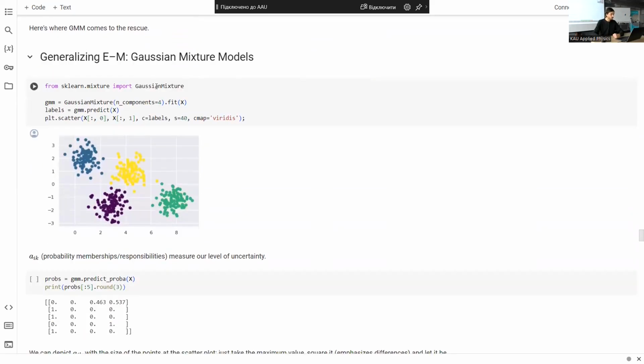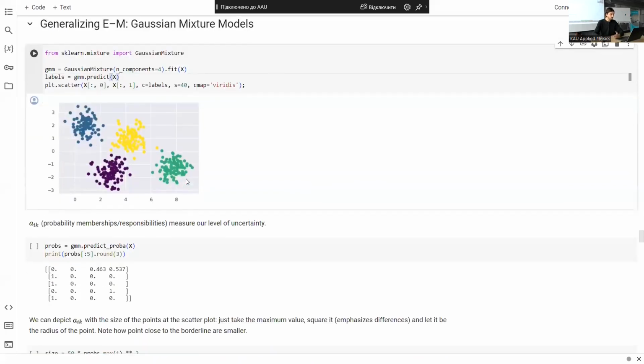Here is my Gaussian mixture model. You can find that in sklearn mixture. Once again, you define the number of components that you want to have, and you perform fit and predict as expected. And here is an example for a more simple data set. So here I'm fitting 4 blobs of points that were correctly classified with the k-means.